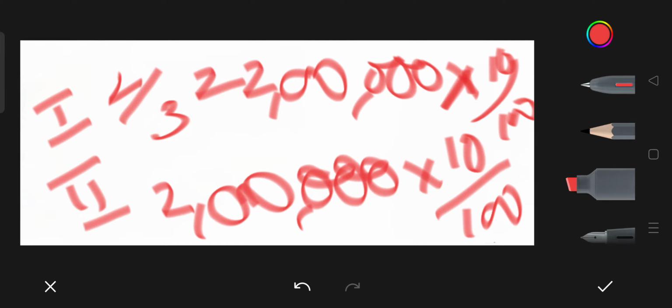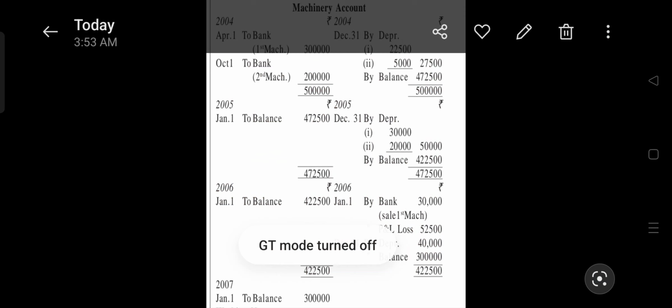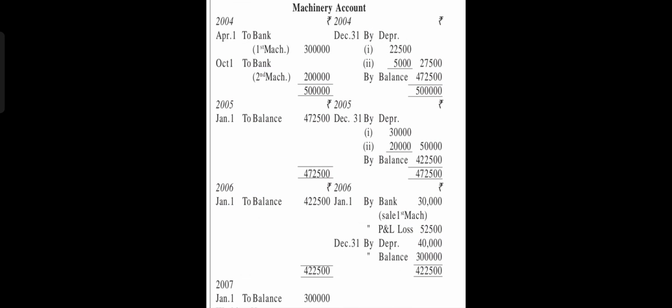Then after that we have machinery 2 with us that costs again 2 lakh rupees. That is the original cost of the machinery. We are going to charge 10% depreciation on this also. So the depreciation amount for machinery 1 is 20,000, and for machinery 2 it is also 20,000. So the total comes to 40,000. Here in this account you can see by depreciation for both the machineries 40,000.